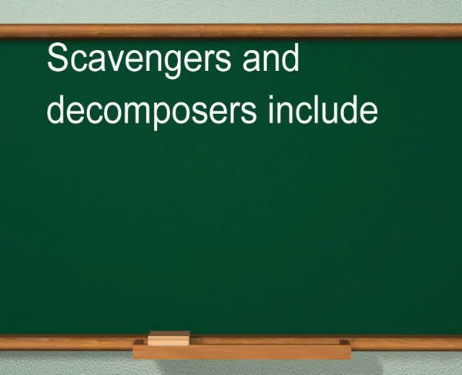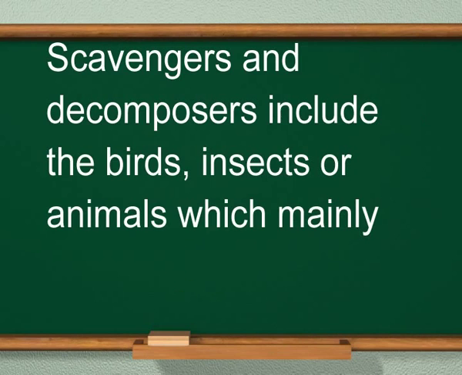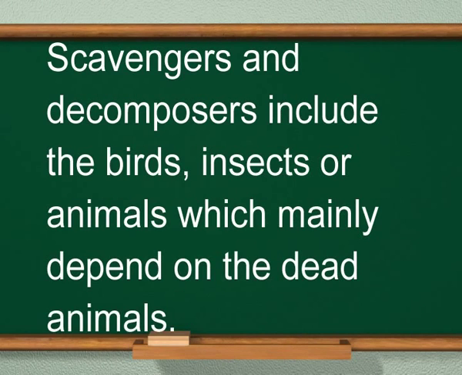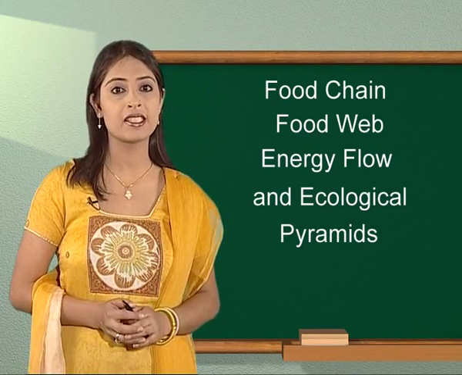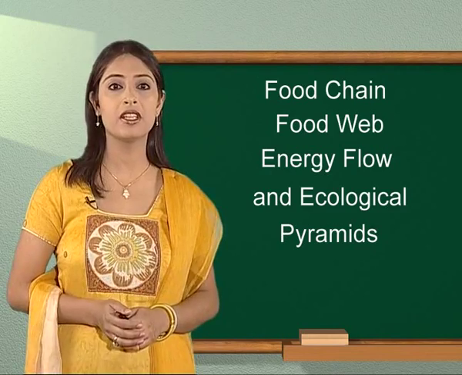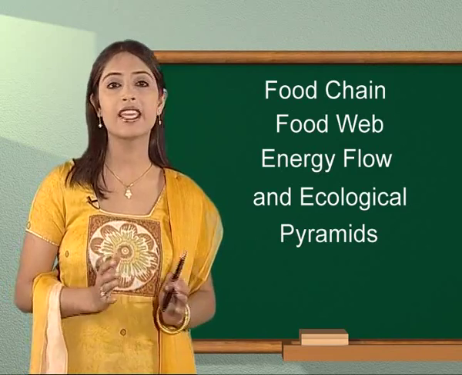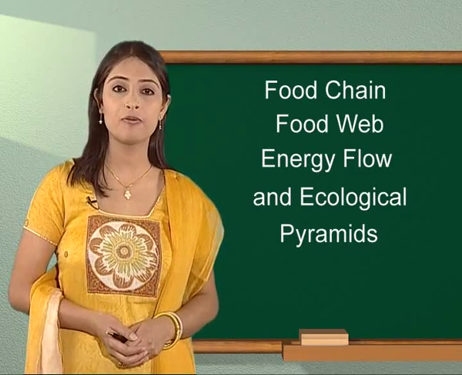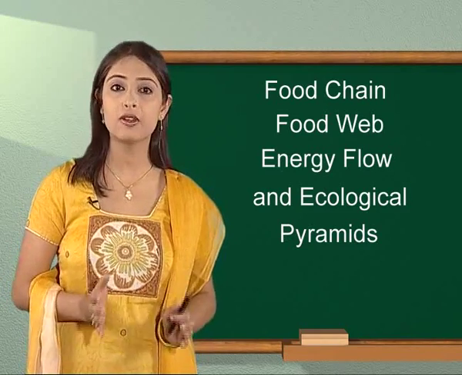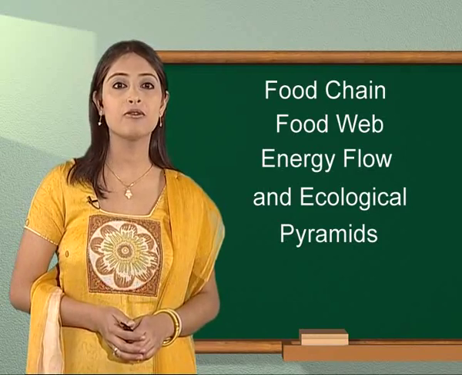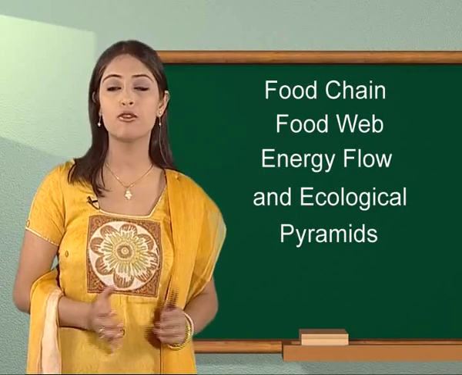Scavengers and decomposers include the birds, insects, or animals which mainly depend on dead animals. Decomposers are responsible for decomposing the dead bodies, and finally the decomposed material is added to the soil as soil nutrients. And life again starts from soil in the form of plants. As we know, plants are the producers in an ecosystem, and they provide the food for herbivores. So these plants play an important role in a food chain.